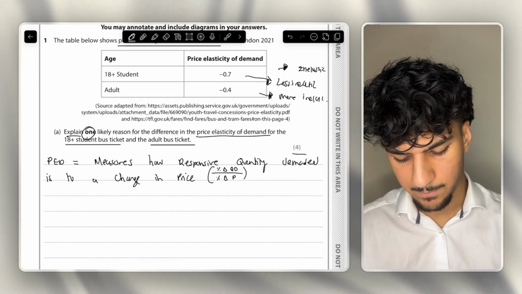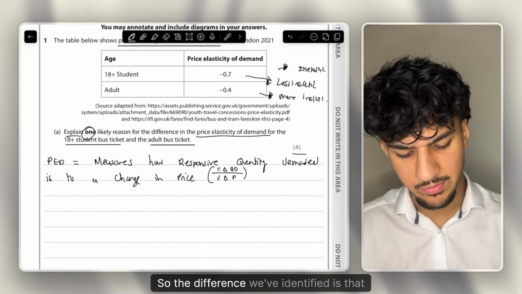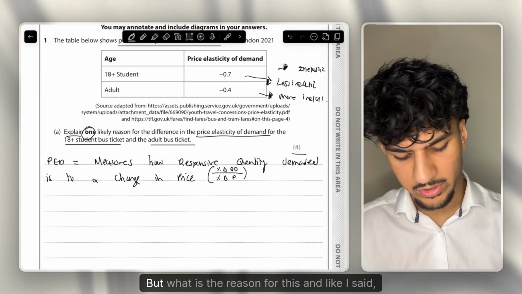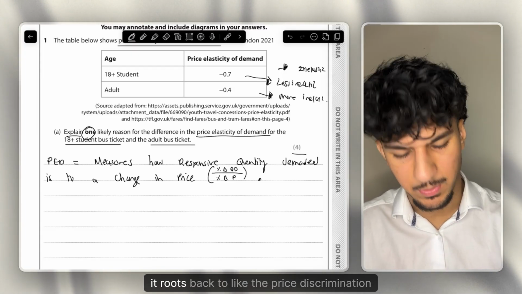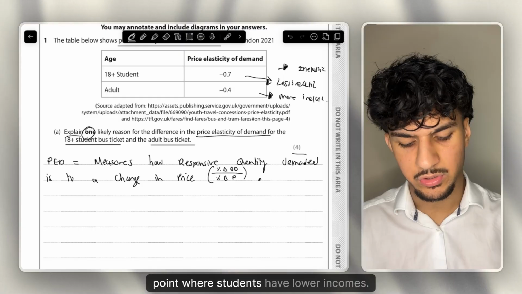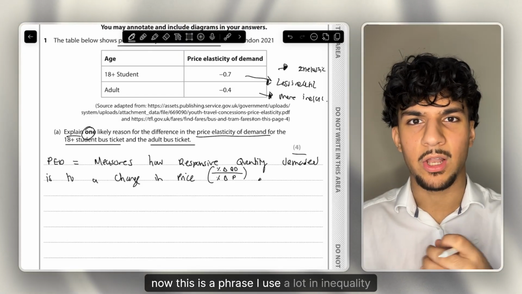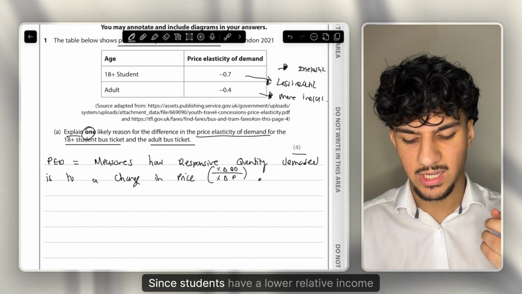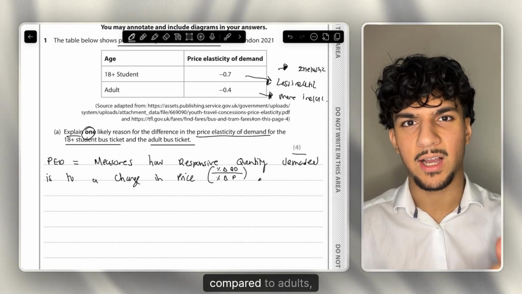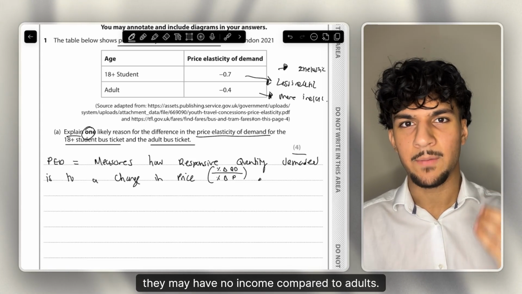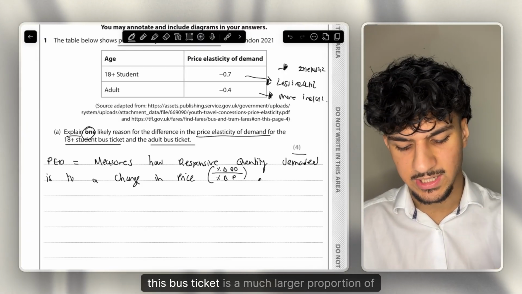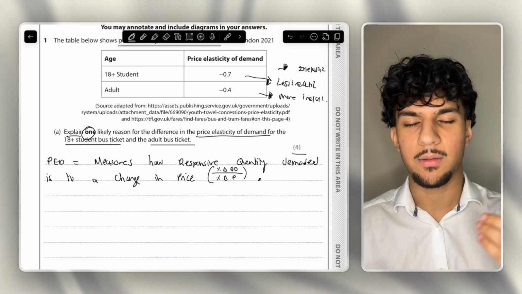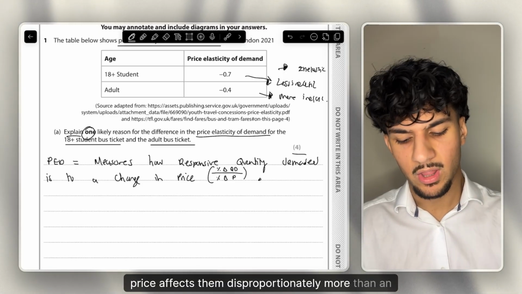So now answering the question, what is the reason for the difference? So the difference we've identified is that students are less inelastic, whereas adults are more inelastic. But what is the reason for this? And like I said, it roots back to the price discrimination point, where students have lower incomes. Now this is a phrase I use a lot in inequality type questions, but it's all to do with proportion of income. Since students have a lower relative income compared to adults, they may have no income compared to adults. Thus, this bus ticket is a much larger proportion of their income. Thus, any changes in price affects them disproportionately more than an adult.